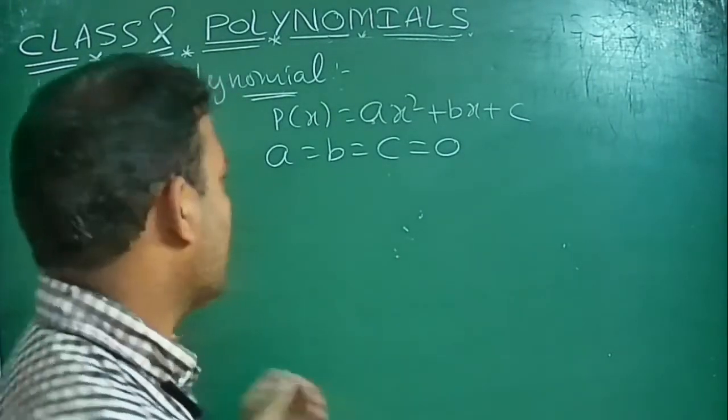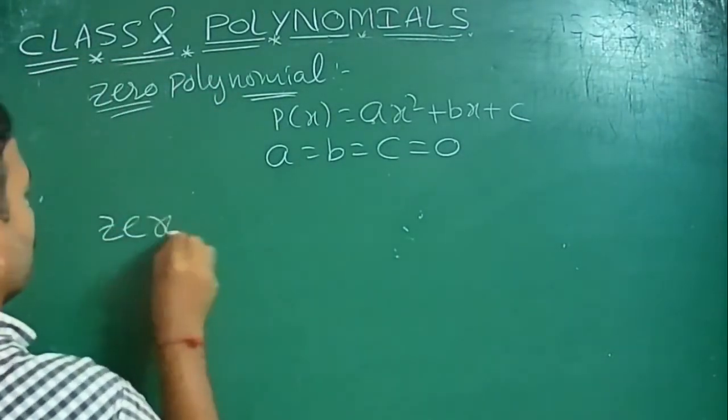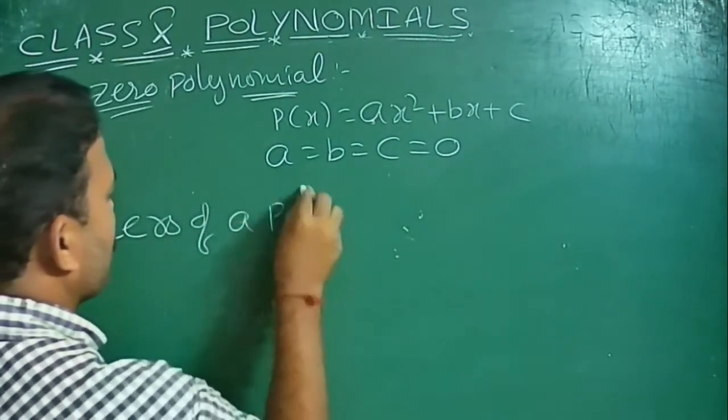Okay. So next, what is a zero of a polynomial?